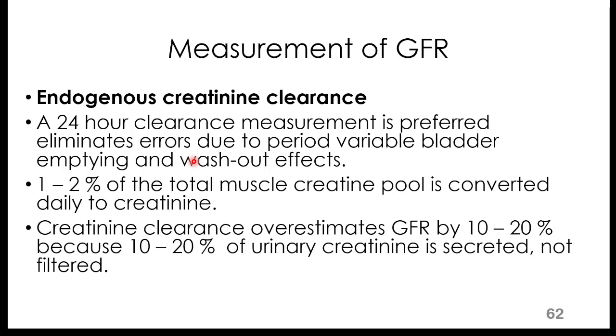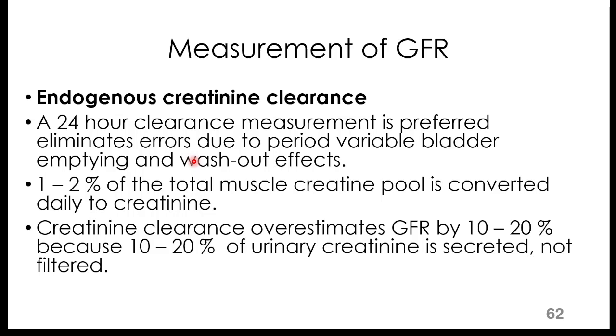Now creatinine comes from a substance called creatine, which is used as an energy source within muscles. So 1 to 2% of total muscle creatine is converted daily to creatinine. Now, this same formula that we used to generate the GFR using inulin also applies to creatinine. So we need to know the flow rate, the plasma concentration of creatinine, and the urinary concentration of creatinine.